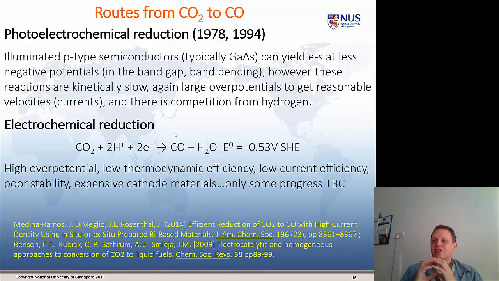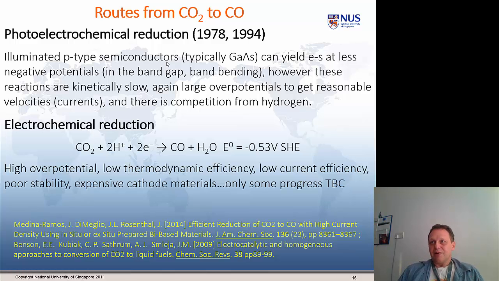And in those situations, you have to apply a very high potential, it's called an overpotential, to force the reaction to proceed. You get effectively low current efficiency. The cathode materials are expensive, and the cathode surfaces are usually not very stable. Some progress, yes, but only some progress. Now, in one sense, photoelectrochemical reduction helps some of those problems, but unfortunately gives you other problems.